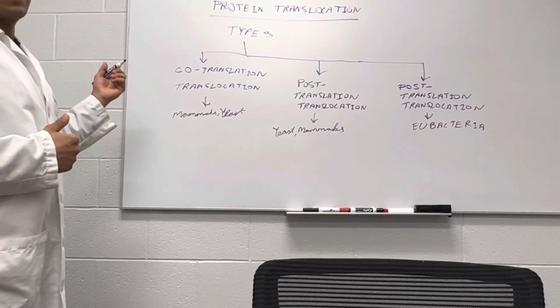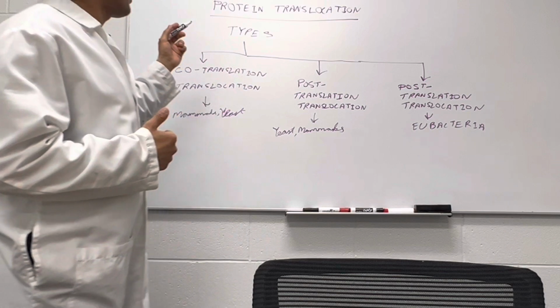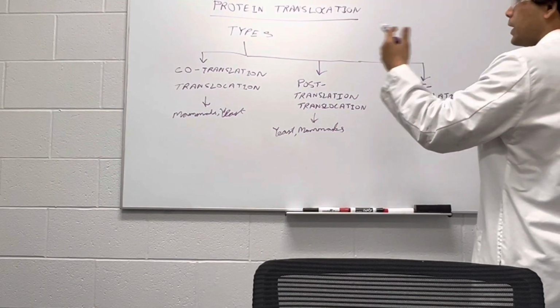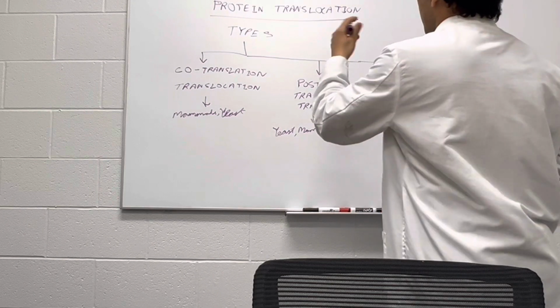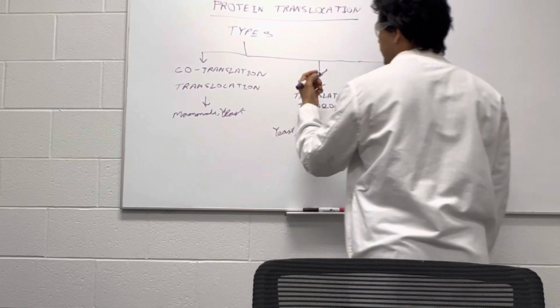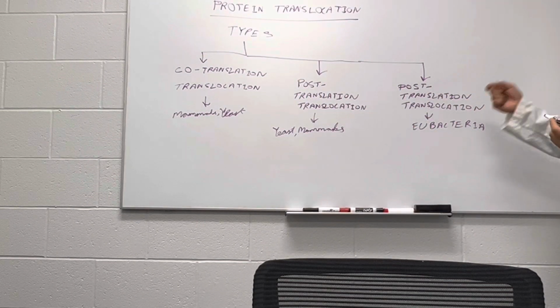In this video, we will discuss protein translocation and the types of protein translocation. There are three types of protein translocation. First one is co-translational translocation. Second one is post-translational translocation. Third one is also post-translational translocation.